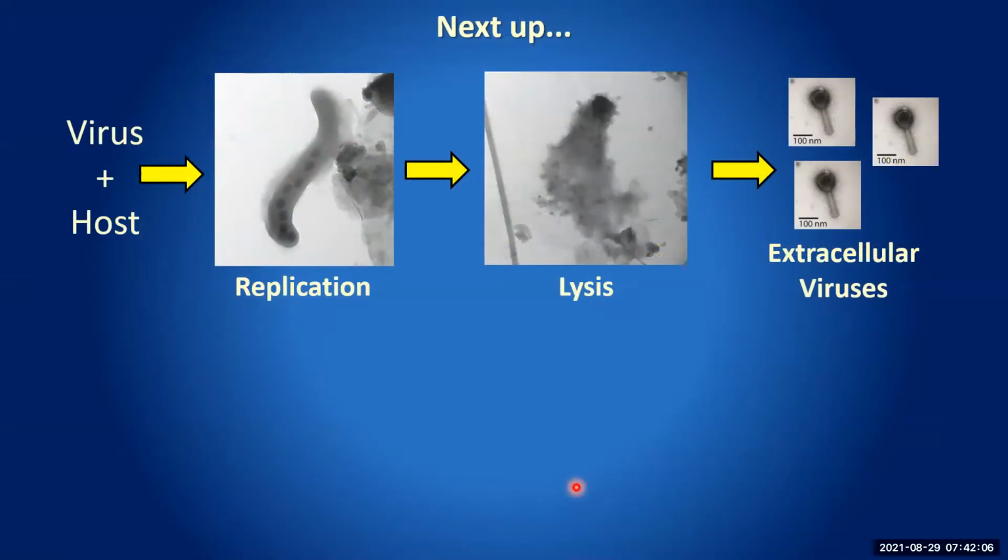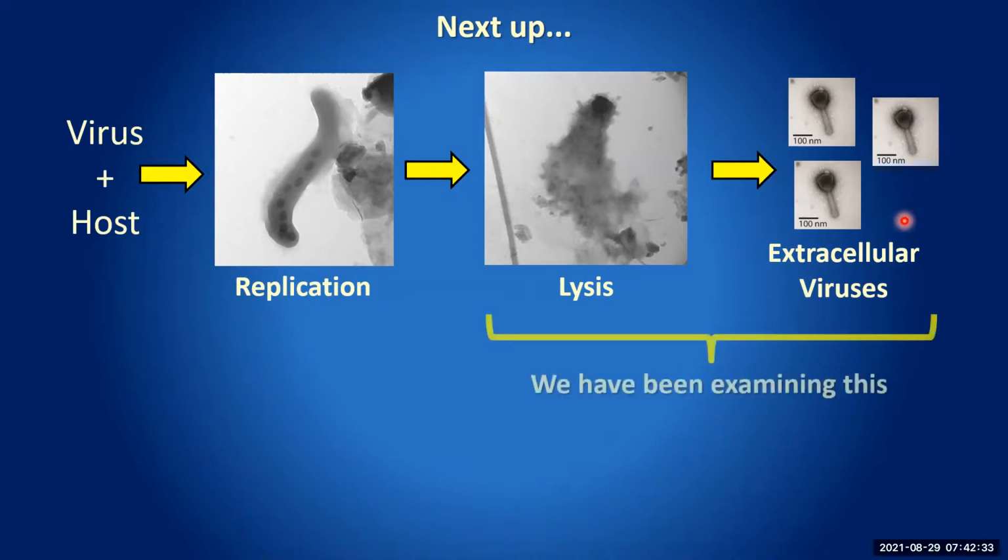So I'd like to conclude here by talking about our next research and looking really at the overview of how viral replication works. So this is the basic overview. Our virus meets its microbial host. The virus replicates within the cell. And then if it's using the lytic pathway, it's going to lyse that cell, burst it open, and produce extracellular viruses.